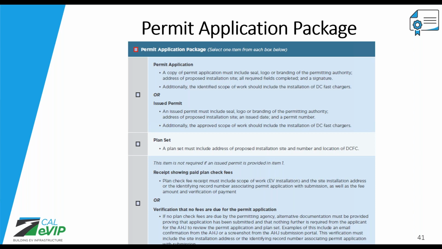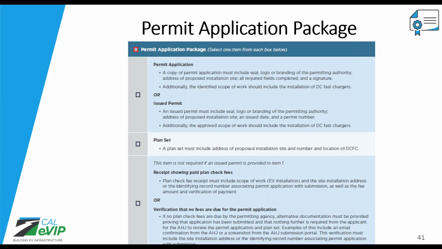For this package, you're going to need 3 unique documents. First, we're going to ask you for a copy of your permit application. This permit application needs branding of the permitting authority. It needs to have the installation site address, the scope of work for the charger installation. It needs to be completed and signed. Now, if you already have an issued permit for this project, you don't need to submit the permit application. We would prefer to see the issued permit itself.